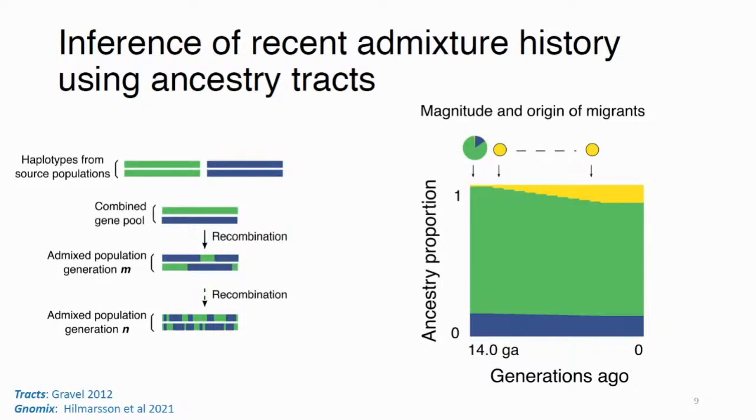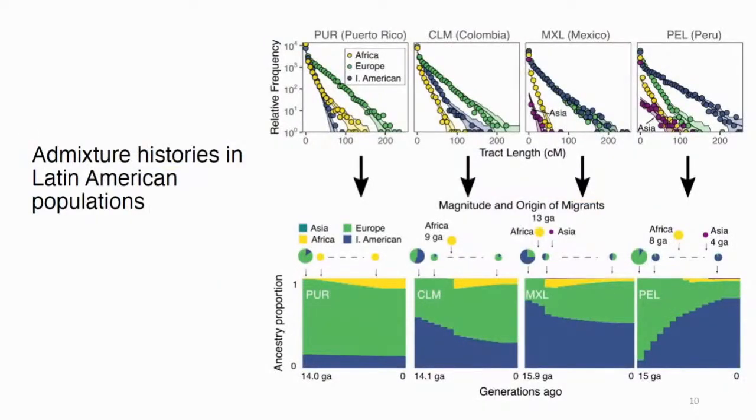So this is an example of the model. Here we have the present generation. Here we have the past. And this is the ancestry proportion over time. Here we have the different migration pulses from each of the ancestries. We did this inference across different populations in Latin America. So now we have a model for Puerto Rico, a model for Colombia, a model for Mexico, and a model for Peru. So now we are adding to the complexity in the Americas, and not just one single population, because our results show that the migration history is very different.